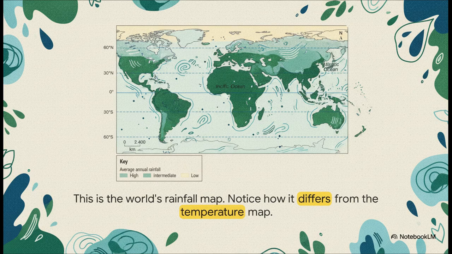And there it is. Whoa. Right away, you can see this is a totally different story. Where are the nice, neat bands? They're gone. Instead, you've got these blobs and patches of dark green scattered all over the place. This is way more complicated.